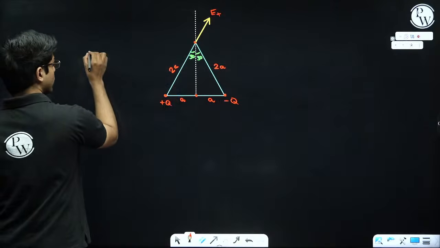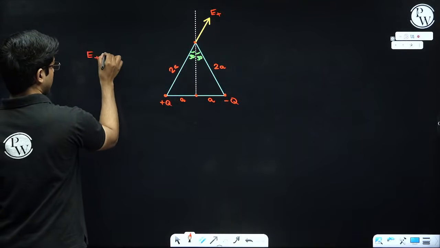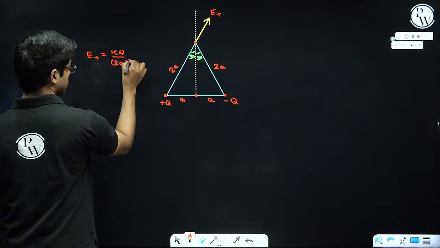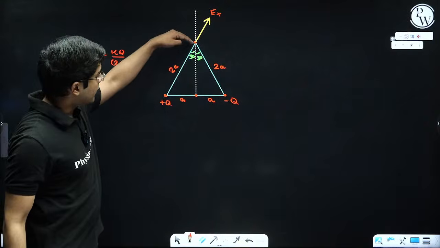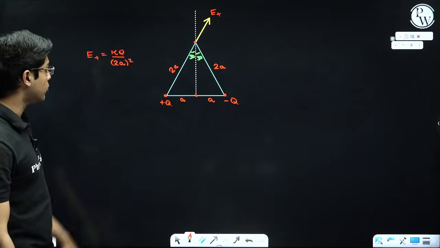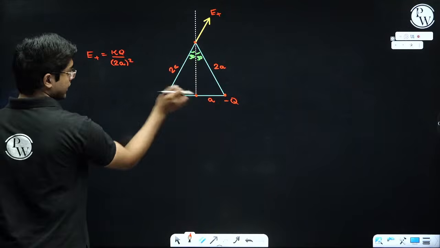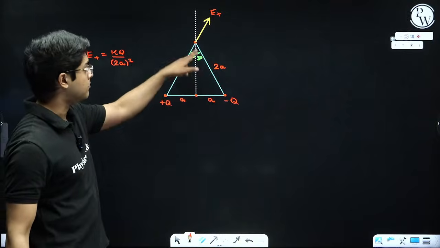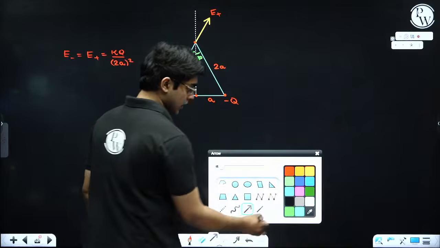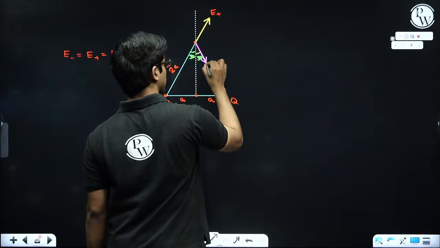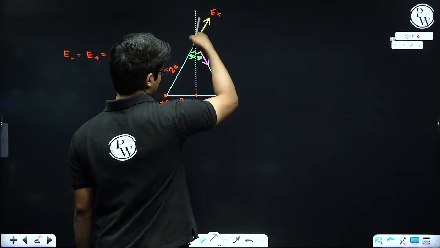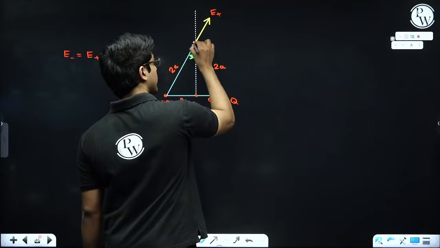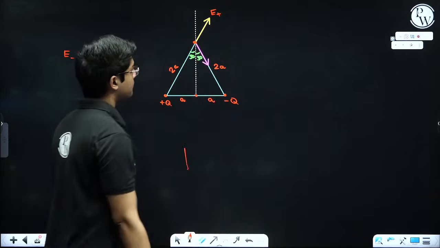And what will be the magnitude? The magnitude will be kq divided by 2a, the whole square, right? The distance of the point from the charge is 2a, so it will be kq by 2a square. Similarly, for the negative charge also, the magnitude will be the same because the distance is 2a. But for the negative charge, the direction will be along this blue line towards minus q, because due to negative charges, the field is attractive. So the field direction will be towards this minus q.